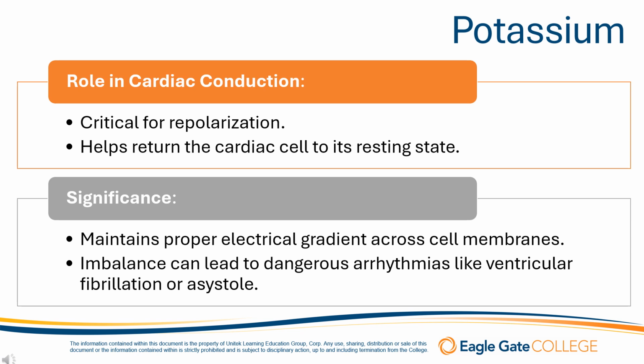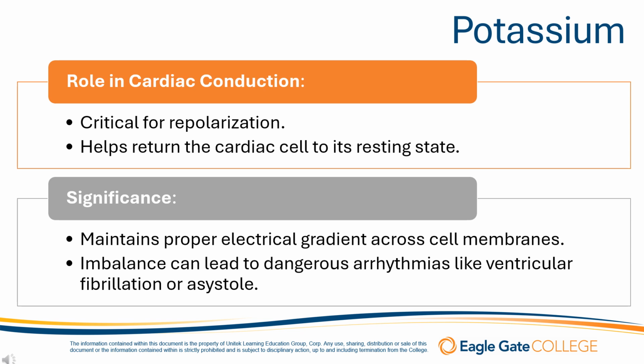This process must be carefully balanced. Any disruption can have severe consequences for the heart's ability to function properly. An imbalance in potassium levels can lead to dangerous arrhythmias, which are abnormalities in the heart's rhythm. Both hyperkalemia, high potassium levels, and hypokalemia, low potassium levels, can have serious effects.